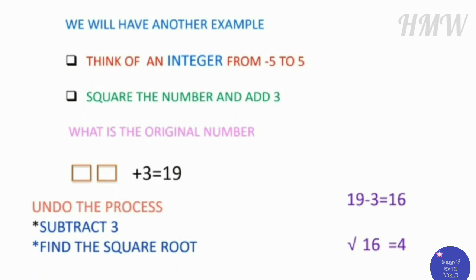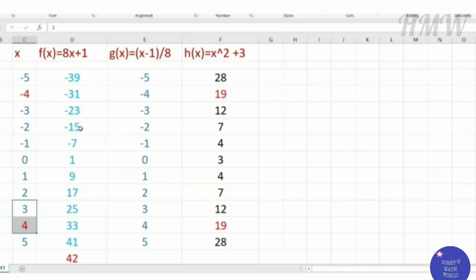To check that, we'll go to the spreadsheet once again. So in this spreadsheet, let us name the new function as h of x. So h of x is equal to x square plus 3. You can see that when you square the number, for example minus 5 the whole square plus 3 gives you 28. The output given by a friend is 19.